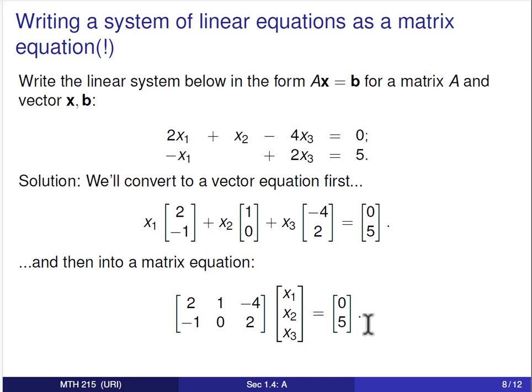We'll carry that down as a 0, 5 there. And as you look at this, this is a matrix equation. We have a matrix times an unknown vector equal to a given vector, Ax equals b. Now, let's pause just a second to think about what this means.